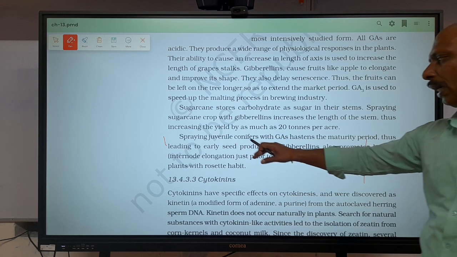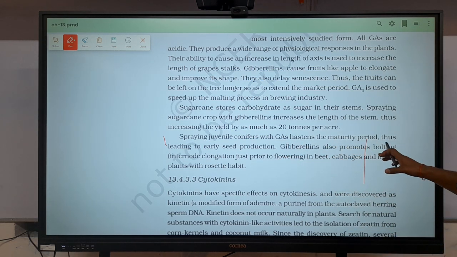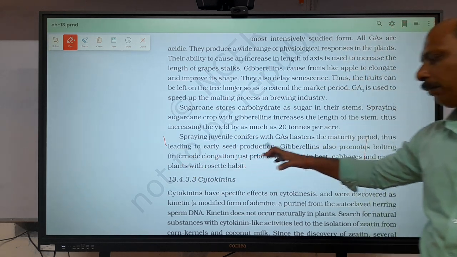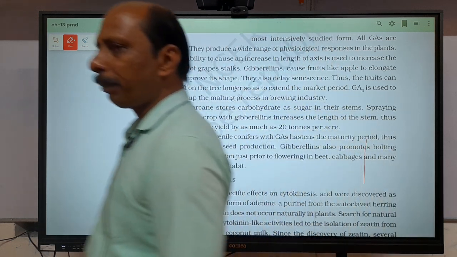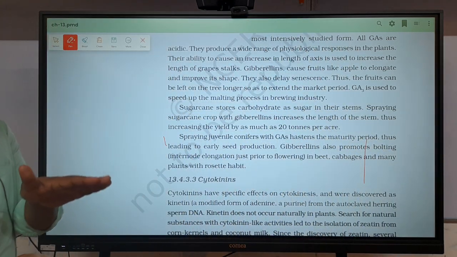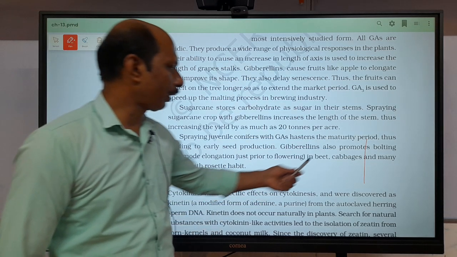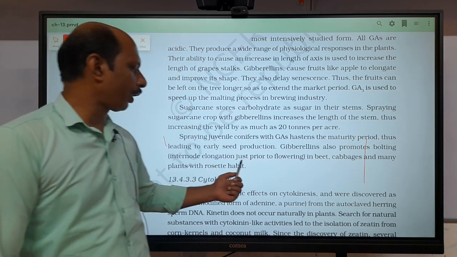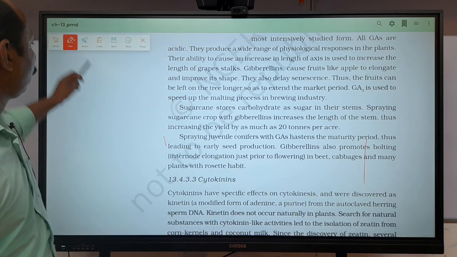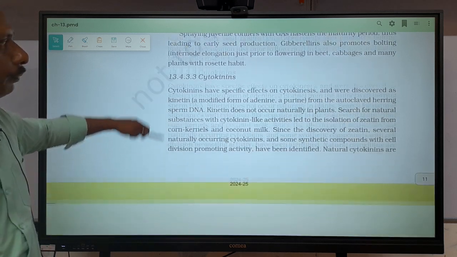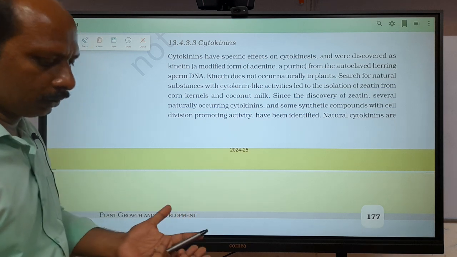Right? Spraying juvenile conifers with GA hastens, means rapidly shortens, the maturity period, thus leading to early seed production. Right? Also it promotes bolting. Bolting effect means what? Very fast. Right? Node and internode, the internode is growing very fast. It is called the bolting effect. It also promotes bolting, internode elongation just prior to flowering in beet, cabbage and many plants with rosette habit. In cabbage, you know, the rosette habit is there, very small internodes are there.